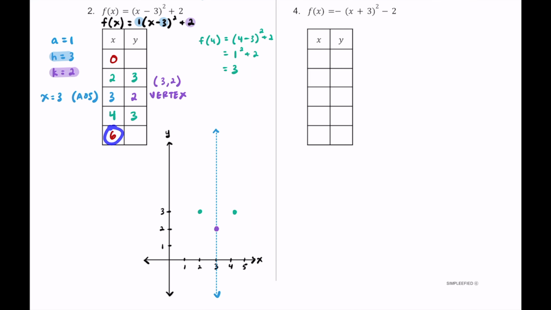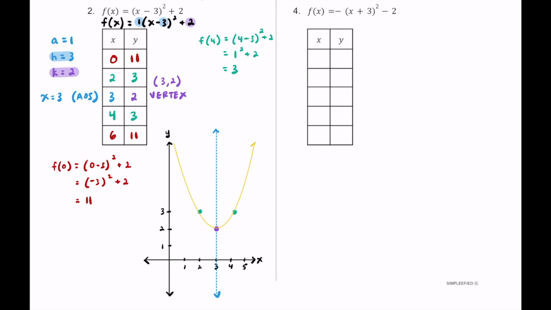Next, we can either plug in 6 or 0. Either one is fine. I'm going to go ahead and plug in 0 here. Totally your choice if you want to try 6 instead. So f of 0 is just going to be 0 minus 3 squared plus 2. 0 minus 3 is going to be negative 3, so we have negative 3 squared plus 2. Negative 3 squared is going to be 9. 9 plus 2 is going to be 11. So when x is 6 or x is 0, in both cases we're going to get y values of positive 11.